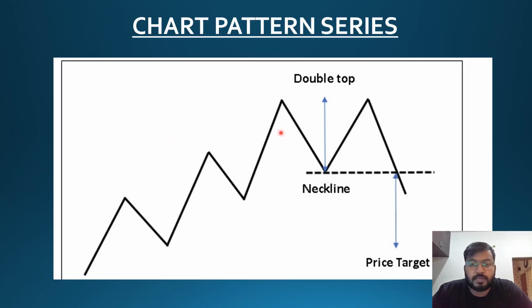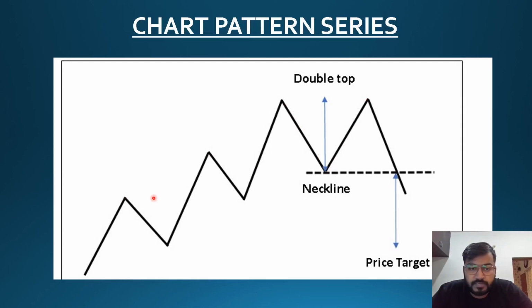The first chart pattern we will be seeing is known as double top. This is generally used to trade a downtrend. So what happens? The market will be continuously in an uptrend. After that, it will make a low and then again it will make a top.